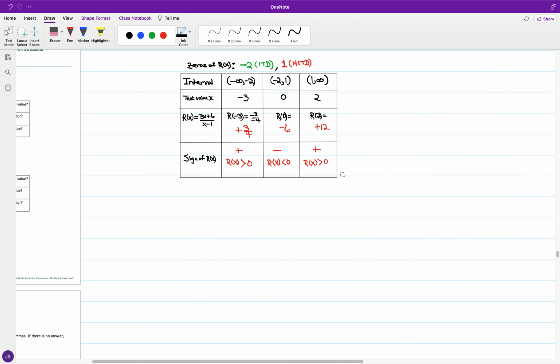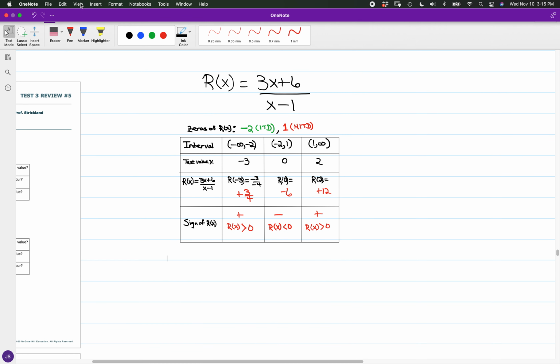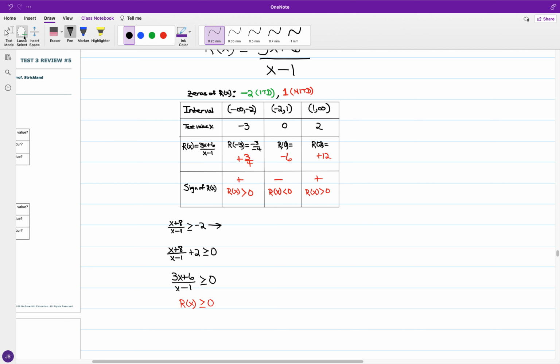Okay, so this is the inequality we started out with, and let's see how we can use the table to determine what the solution to that statement is going to be. All right, so now we have our introductory or original inequality, again just rewriting as a comparison to 0.